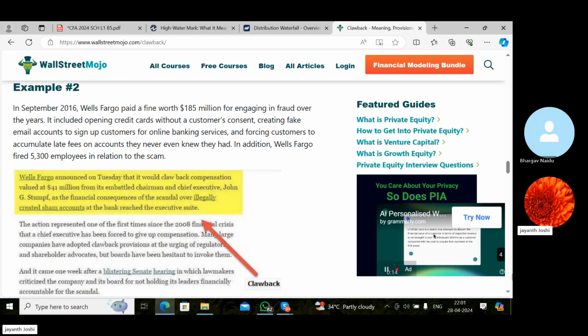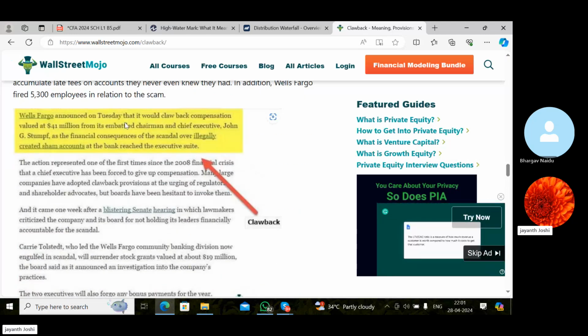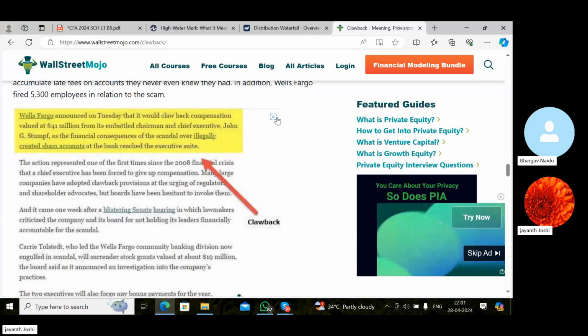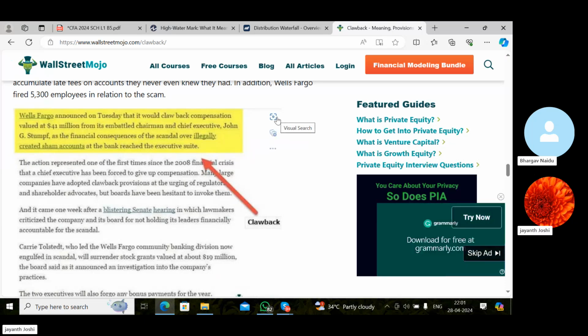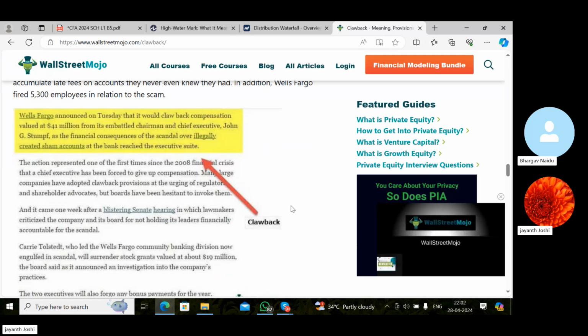Wells Fargo announced on Tuesday that it could claw back compensation valued at $41 million from its embattled chairman and chief executive John G. Stumpf, as financial consequences of the scandal over illegally created sham accounts at the bank reached the executive suite. That means they have to pay now. Understanding? Yes, sir.